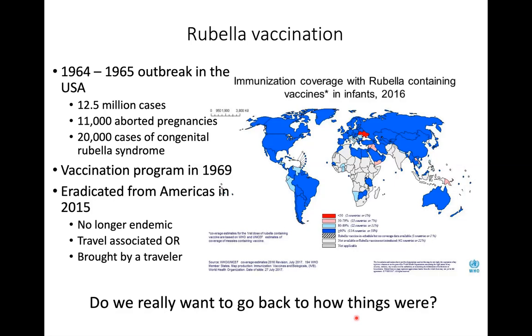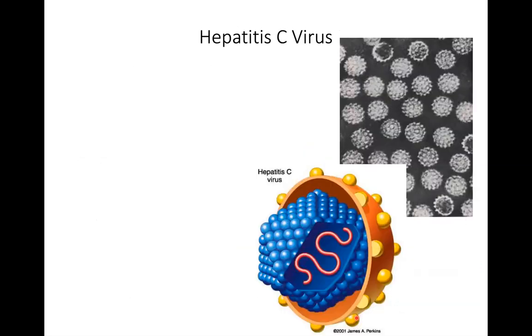Let's move on to our final RNA virus, hepatitis C virus. So in the last slide set, we talked about hepatitis B, which is the weird DNA virus. Today we're going to talk about hepatitis C. There are other hepatitis viruses out there. We're only covering these two. You'll have to learn all the others at some point.